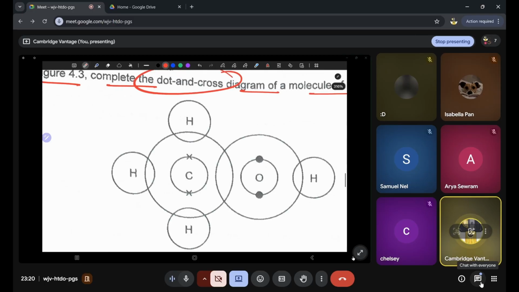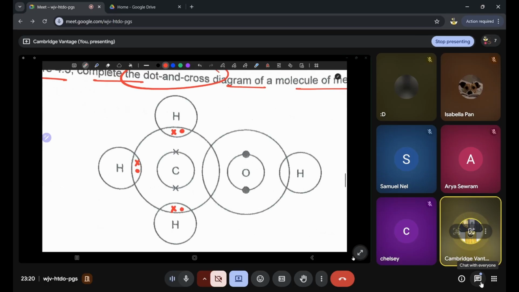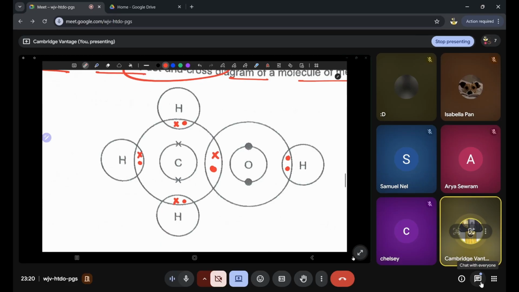All you'd have to do is show a single bond. So a single bond will have one electron each from each atom. So two like this, two like this. And then the carbon and oxygen will have another one like this. And lastly, two circles like this. So over here, the crosses represent the electrons of carbon and the dots represent electrons of hydrogen and oxygen. So the dot and cross diagram is fairly straightforward since it's all just single bonds over here. Does anyone have any questions?